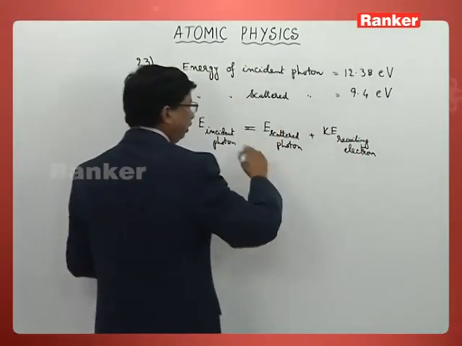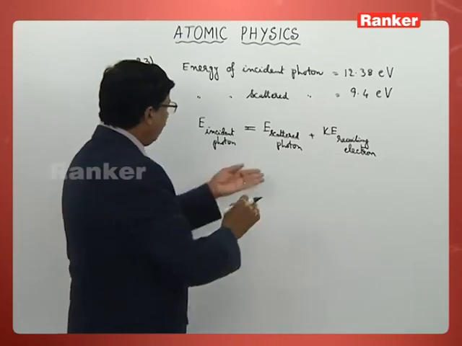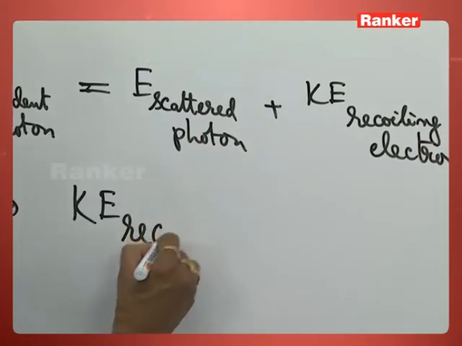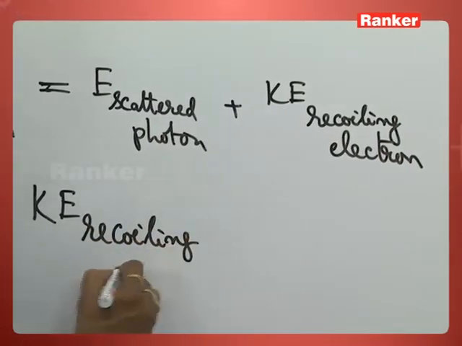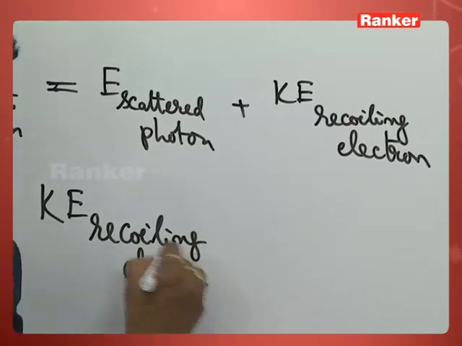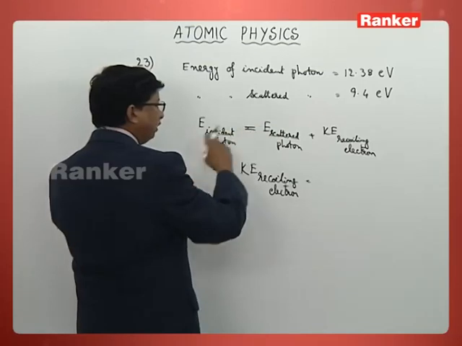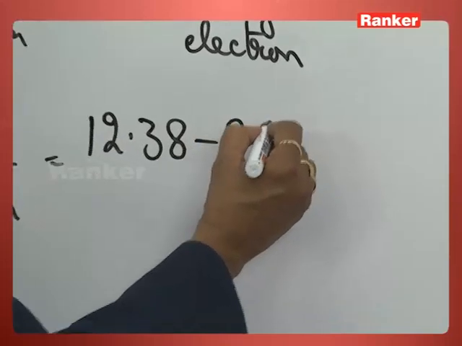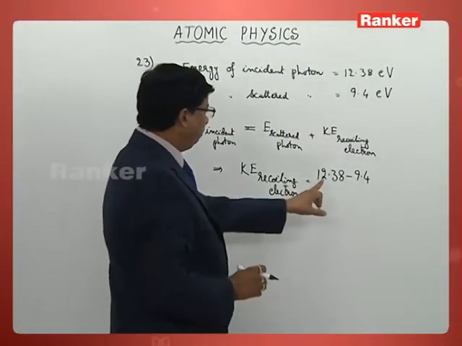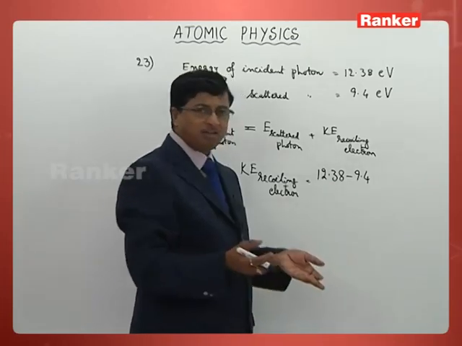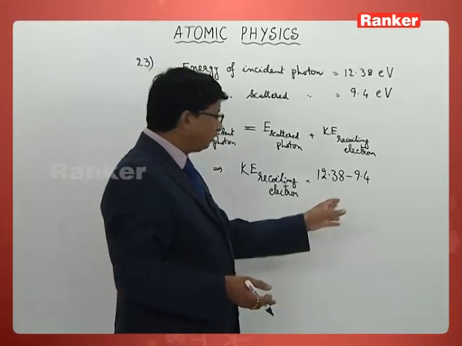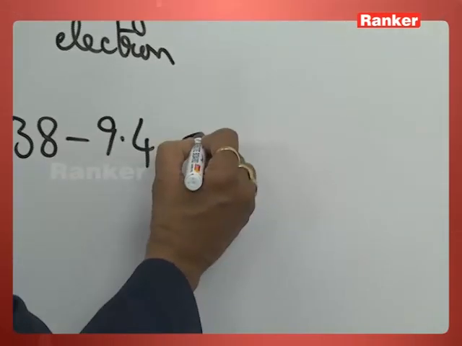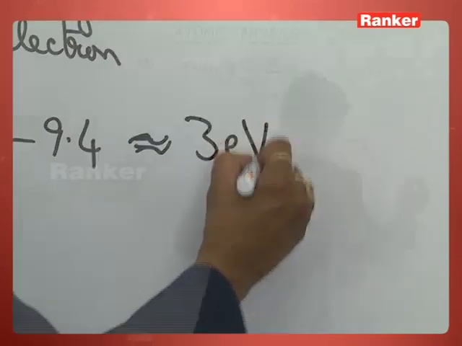That is the concept you need to understand from it. So what is it that we want out of this one now? What will now be the kinetic energy of the recoiling electron? That is what he is asking. Is it not the difference of these two? It's now 12.38 minus 9.4. Had this one been 12.4, I could have got exactly 3. But he is asking you the answer nearly how much? So definitely you can say this one is nearly 3 electron volt.